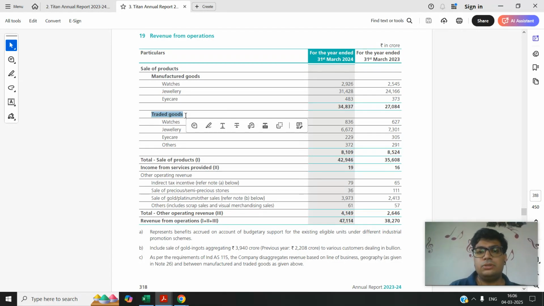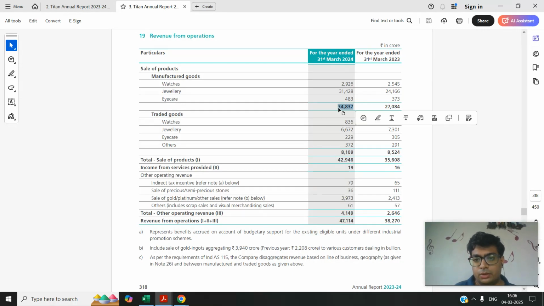Traded goods are those goods that you do not manufacture yourself, but आप डायरेक्टली फिनिश प्रोडक्ट मार्केट से लेकर आते हो और अपने ब्रांड नेम के अंदर बेच देते हो. So Titan apparently does both of it, and of course the major chunk is manufactured good, from which they have earned somewhere around 35,000 crore in revenue, and from traded good they have somewhere around 8,000 crore in revenue. So this is their sale of product, somewhere around 43,000 crore.